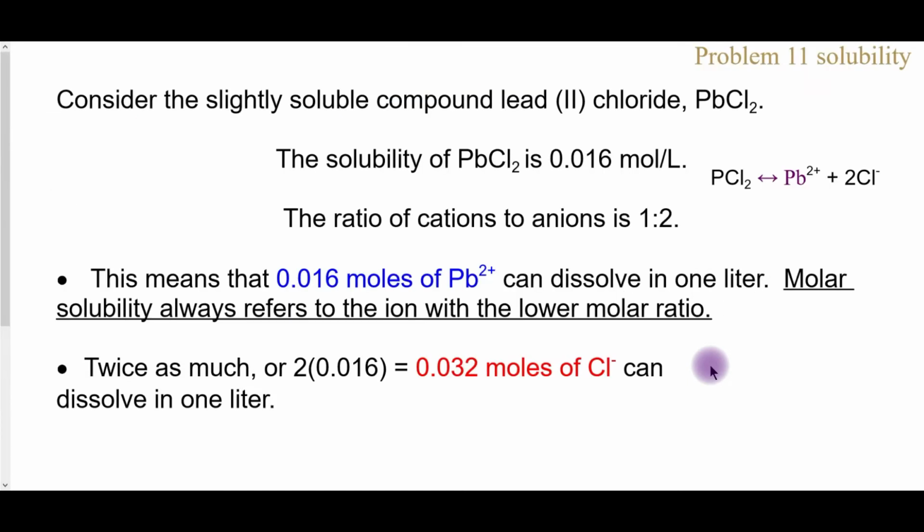Another example is lead 2 chloride. It is slightly soluble. The solubility is 0.016 moles per liter. This time I'm getting one cation and 2 anions. That means that 0.016 moles of lead 2 can dissolve in 1 liter. The molar solubility is always for the ion with the lowest ratio. Twice as much chloride can dissolve, so I multiply the solubility by 2, and 0.032 moles of chloride can dissolve in 1 liter.